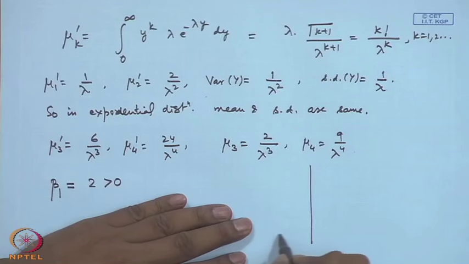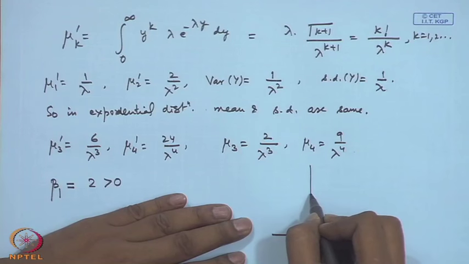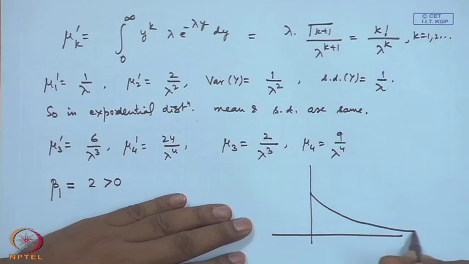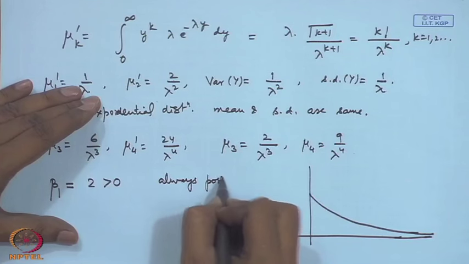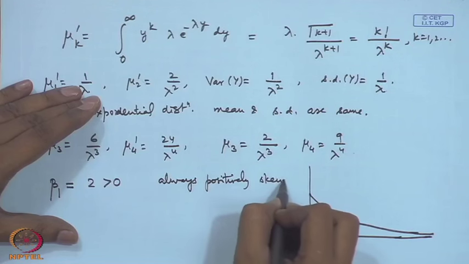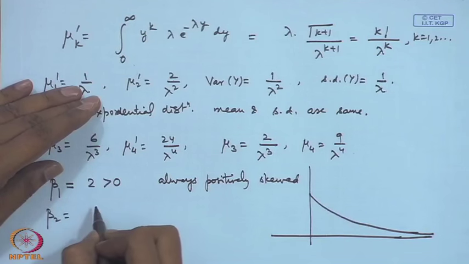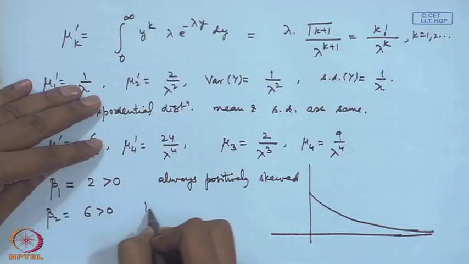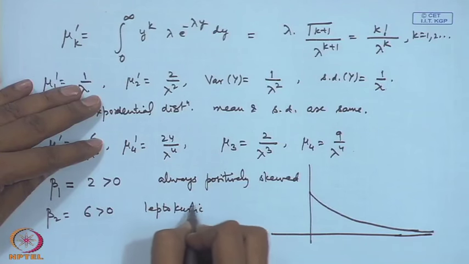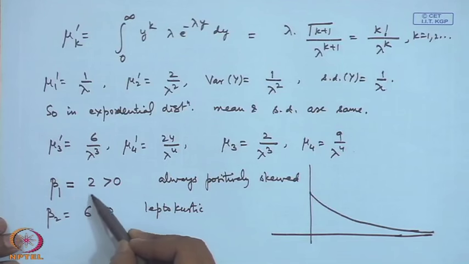Of course, you can see that this distribution is always positively skewed, because at y equal to 0 it is lambda, and thereafter it is decreasing, and as y tends to infinity, it goes to 0. So, the curve is always positively skewed. If I look at beta 2, that is mu 4 by mu 2 square minus 3, that is also 6, that is also positive. So, it is again leptokurtic. Another interesting thing is that the beta 1 coefficient, beta 2 coefficient, etcetera are actually free from lambda. So, irrespective of the value of lambda, this is always positively skewed and always leptokurtic.